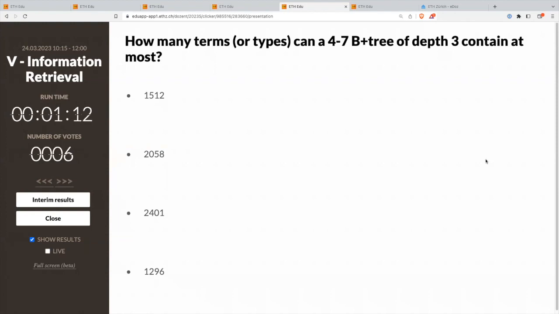Regarding the convention, I consider depth 0 if there's only 1 root with no children, depth 1 if there is the root and then children that are directly the leaves, and so on, right? So how many terms can you support in a 4-7 B plus tree?